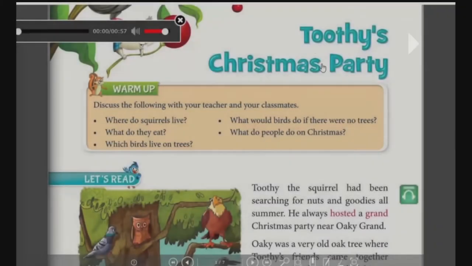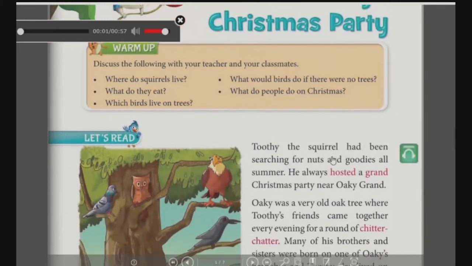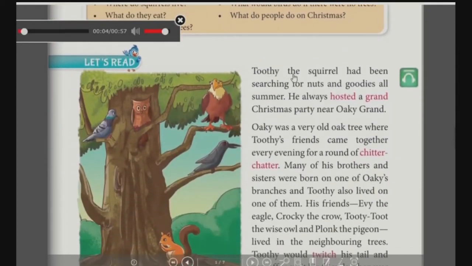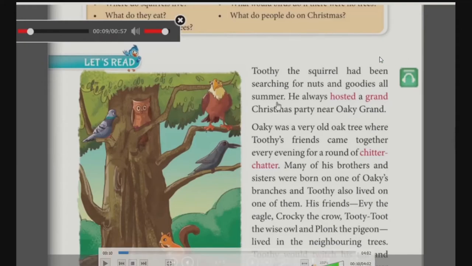And so we begin with the reading and explanation of the chapter. Toothy's Christmas Party. Let's read. Toothy the squirrel had been searching for nuts and goodies all summer. The meaning of squirrel is gilheri, what we say in Hindi.